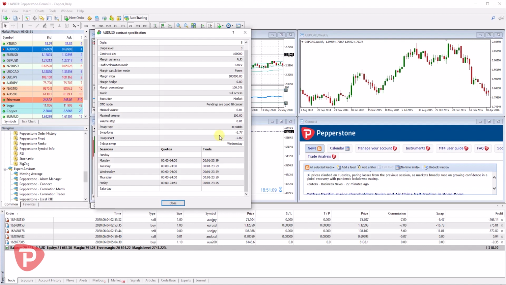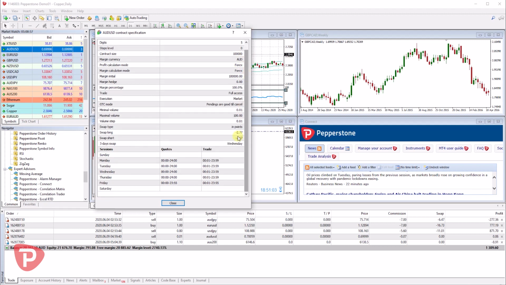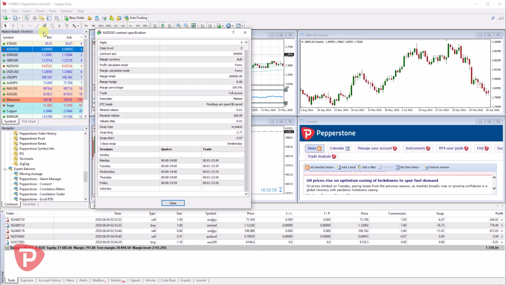What this means is that if I was to hold one contract of Aussie US dollar, so 100,000 Australian dollars worth overnight over rollover period, which is midnight GMT +3 currently, that may change as well based on daylight savings. That's going to cost me $2.77 if I'm going long, and if I'm short, it's going to cost me $2.07. And the 3-day swap is incurred on Wednesday. That's because spot is a T+2 settlement product.